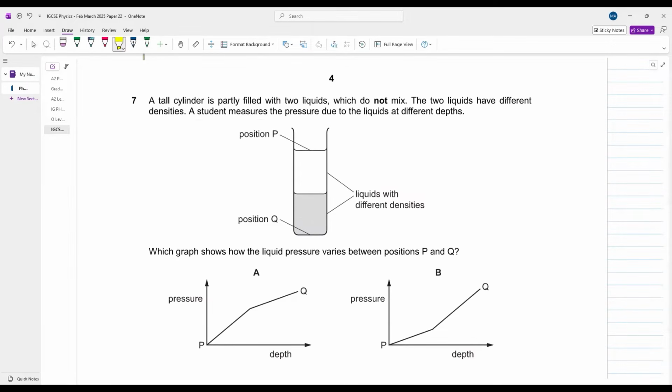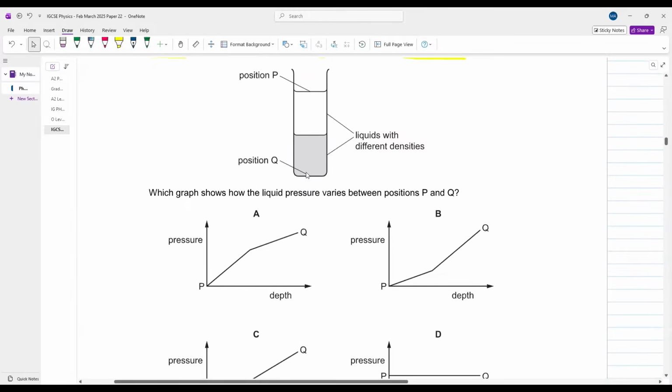A tall cylinder is filled with two liquids. ठीक है, एक टॉल सिलेंडर है जिसको हमने टू लिक्विड से फिल किया हुआ है, which do not mix. The two liquids have different densities. Okay, the two liquids have different densities. A student measures the pressure due to liquids at different depths. अच्छा जी, student measure कर रहा है pressure due to liquid at different depths.